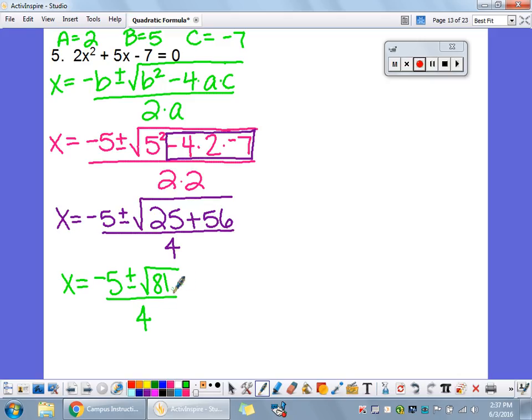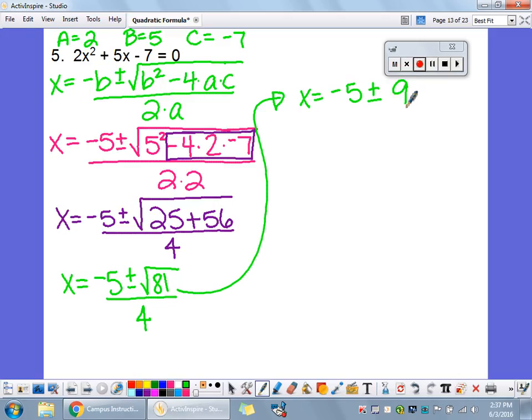Okay, so in this case, 81 we know is a perfect square root. So I'm just going to move this up here so we have a little bit extra room. So x equals -5 plus or minus, and instead of 81, this time we're going to write what the square root of 81 is.